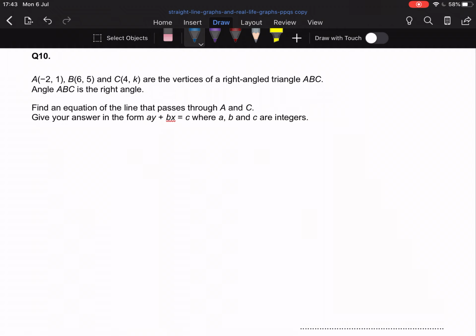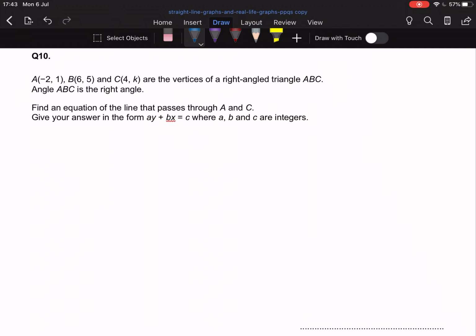So we've got 3 points. We know the coordinates of A and the coordinates of B, but we don't know the Y coordinate of point C, so we're going to call it K. And these are the vertices of a right angle triangle ABC. And we've got the angle ABC is the right angle.